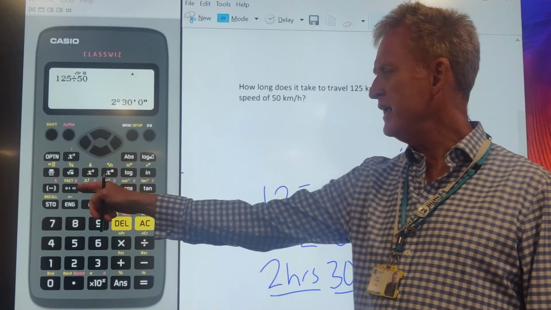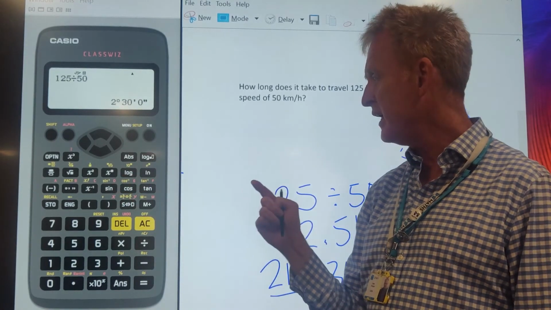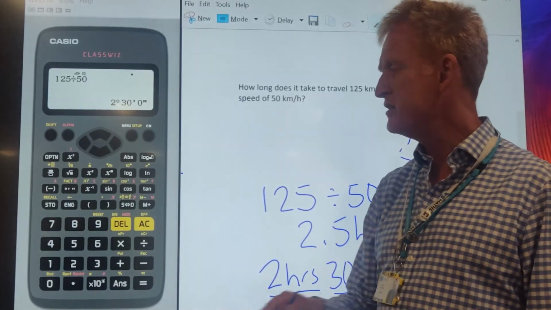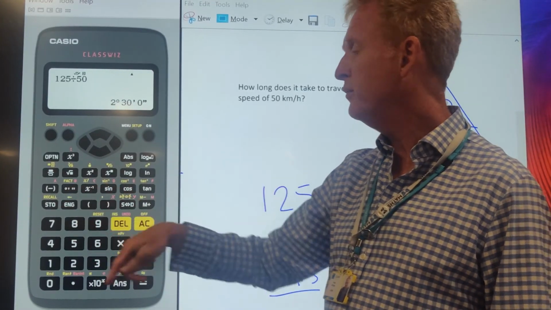So that button is a really handy one to know if you want to make your answer you got in your exam into hours and minutes. That button there does a job every time, and pressing it again just turns it back, but you can move it backwards and forwards and you can use it there.